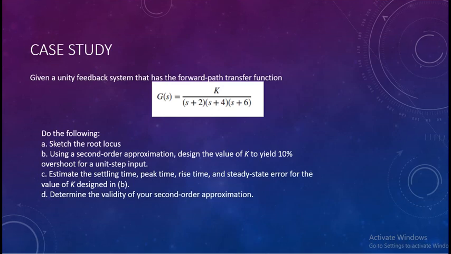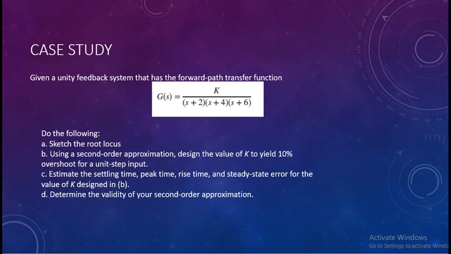Example: given a unity feedback system that has the forward path transfer function G(s) = K over (s + 2)(s + 4)(s + 6). Do the following here. A. Sketch the root locus.